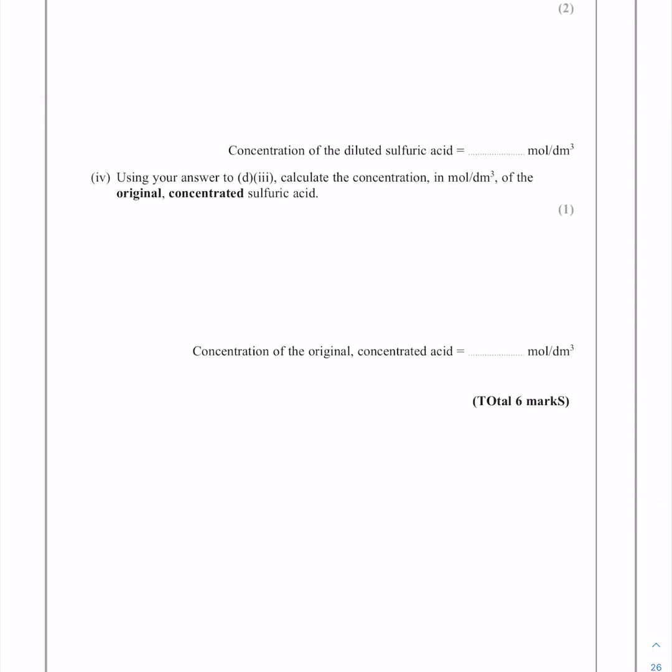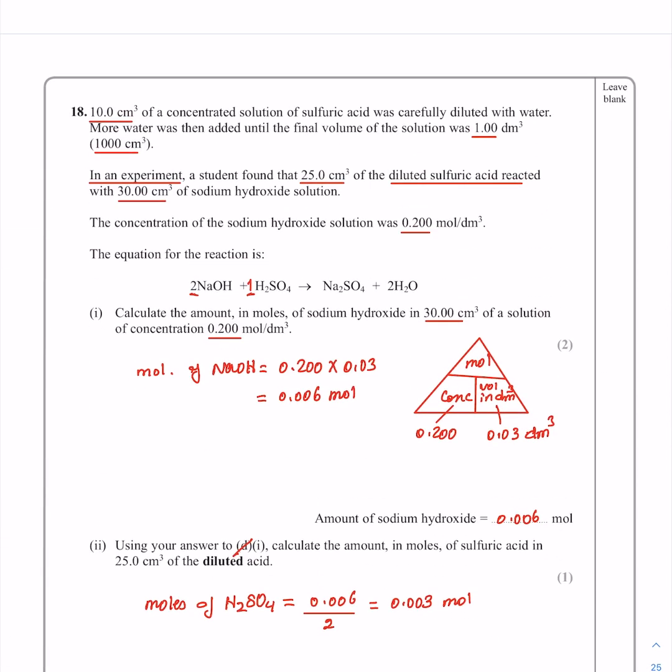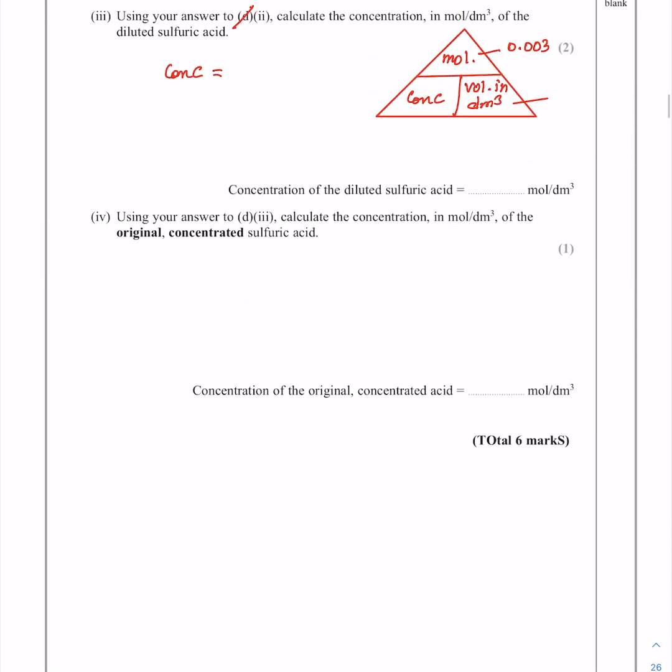Using your answer to double I, calculate the concentration in mole per cubic decimeter of diluted sulfuric acid. طيب احنا القانون بنقول ايه؟ بنقول ان ال concentration is equal to moles over volume in cubic decimeter. طيب احنا عشان نحسب ال concentration of dilute sulfuric acid محتاجين المولز اللي احنا مطلعينها من double I 0.003 ومحتاجين الفوليوم. طب الفوليوم كان كام؟ الفوليوم كان 25 cubic centimeter. هنعمله dividing 1000 عشان نحوله cubic decimeter اللي هو 0.025.